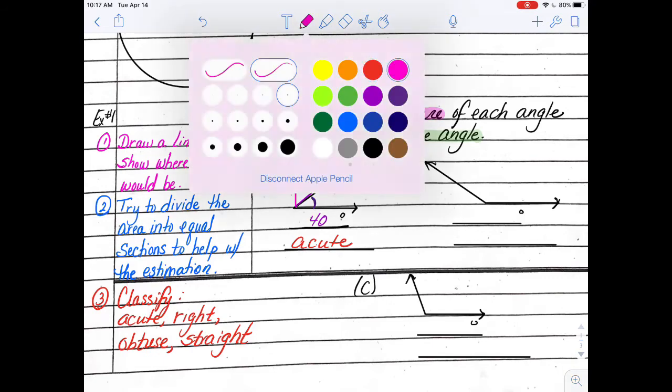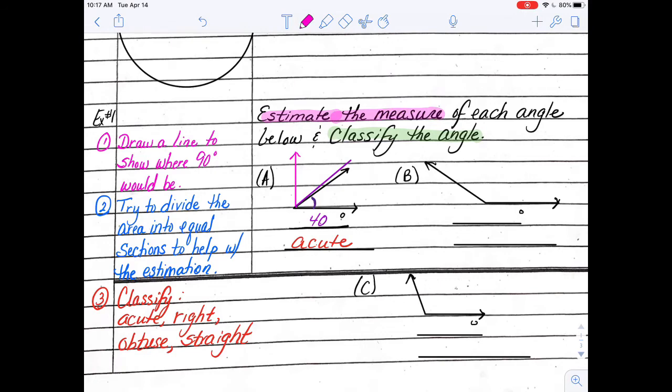Now let's go ahead and take a look at this one for B. Again, I'm going to draw where a 90 would be, and this is definitely larger than 90. In fact, my 180 would be somewhere over here. So I know it's bigger than 90, so I already know my angle is going to be what we call obtuse. Now, how many? Is it close to 90? Not really. To me, it looks like it's a little closer to 180.